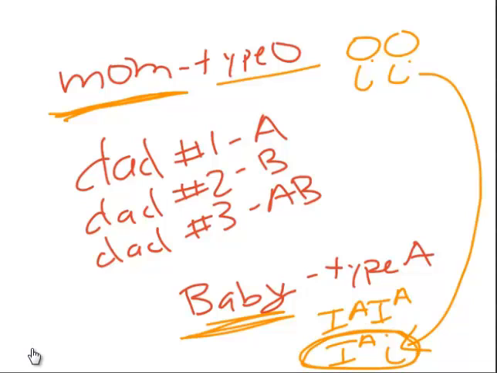So if the O came from the mom, then the A must have come from the father. So if I'm looking at the three possible dads, this dad has an A, so he could work. This dad only has a B, so dad number 2 is out. And dad number 3 has AB, so he also might be the father. So either dad number 1 or dad number 3 both could possibly be the father of that baby.